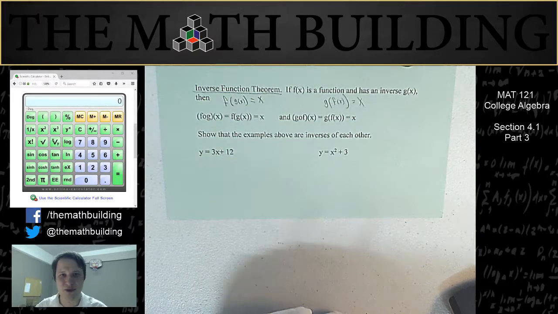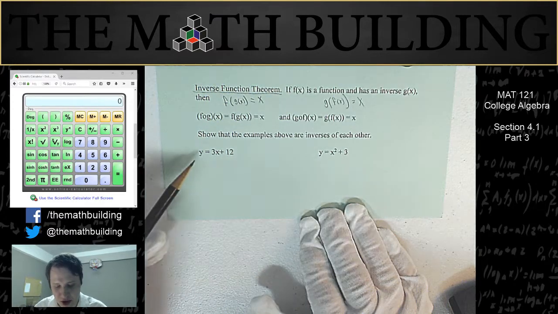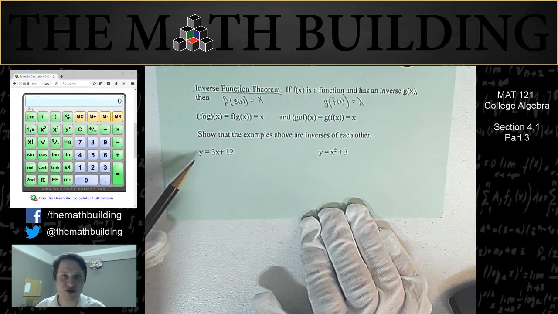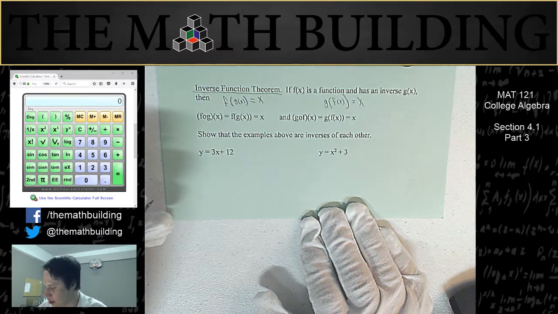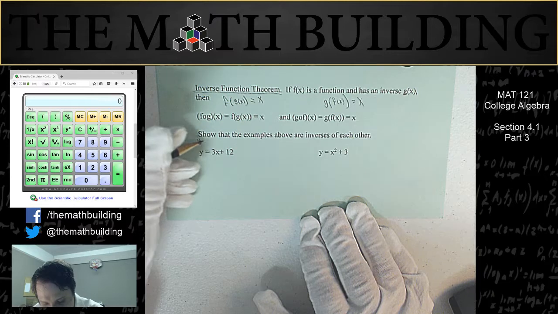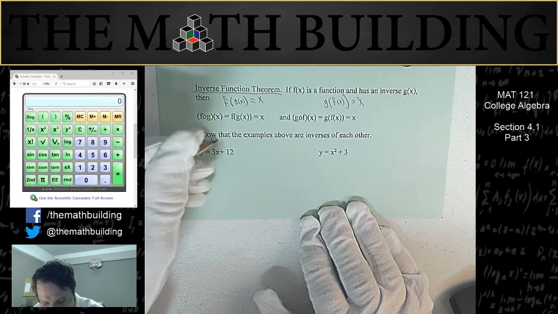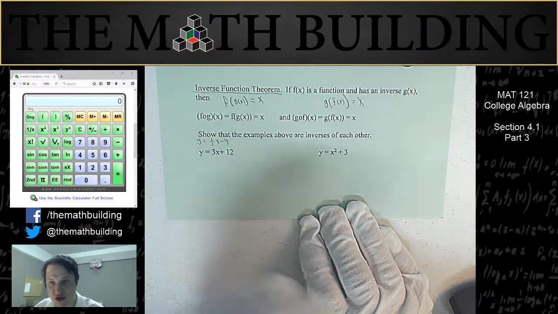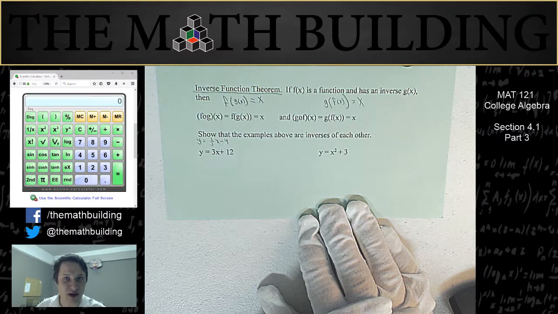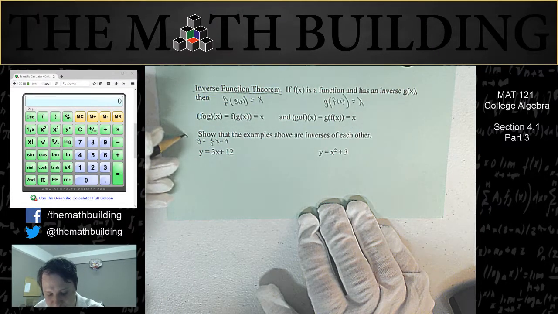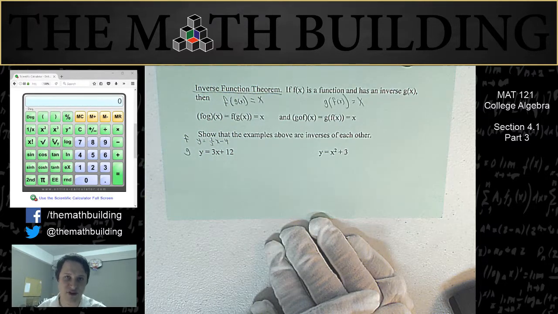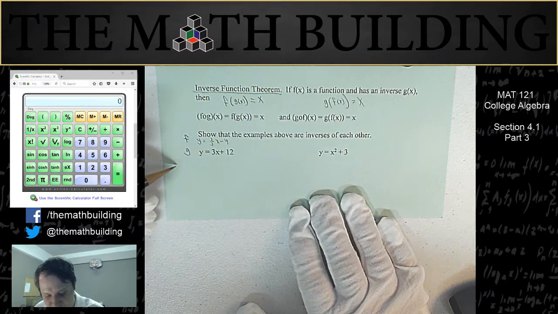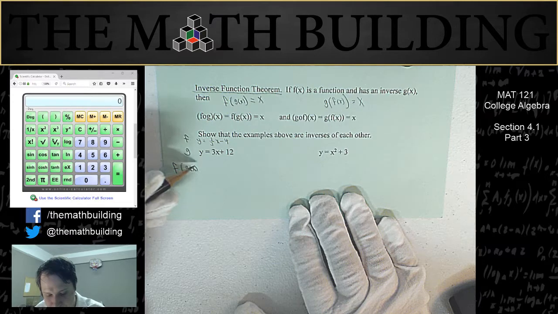So let's look at an example so you can see what I'm talking about. Remember we looked at y equals 3x plus 12? And we figured out in the last video that the inverse of that function was y equals 1/3 x minus 4. Do you remember we found that inverse? So let's call this one f, and let's call this one g, and let's see that they're inverses of each other. So first I'm going to take f, and I'm going to plug in g.